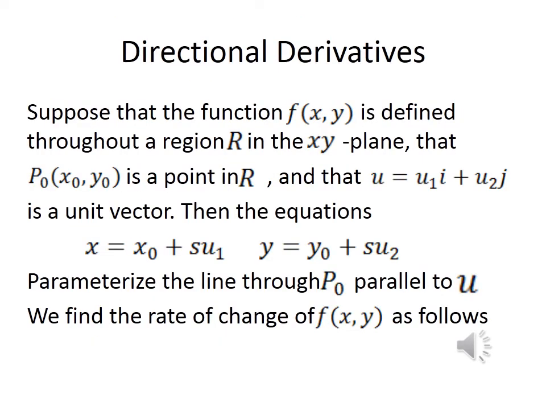Now, suppose the function f of x and y is defined throughout the region R in the xy plane. That is, a point p naught of x naught and y naught is a point in R, and that u equals u1 i plus u2 j is a unit vector. Then the equations x equals x naught plus s u1 and y equals y naught plus s u2 parameterize the line through p naught parallel to u, where we define the rate of change of f(x,y) as follows.